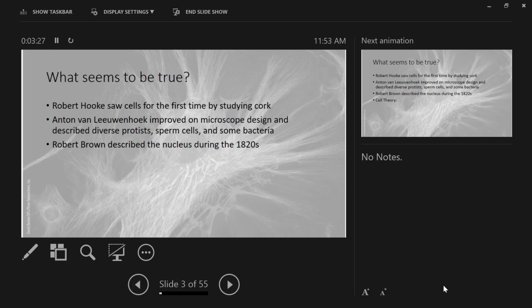And then Robert Brown describing the nucleus, so thinking not just, wow, these are cells, but thinking, I bet there's something inside of these really tiny structures, and they're not just this bag of nothingness. And so from this work, you get what's called the cell theory.